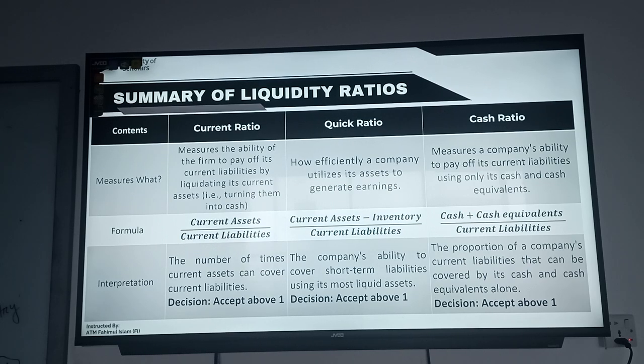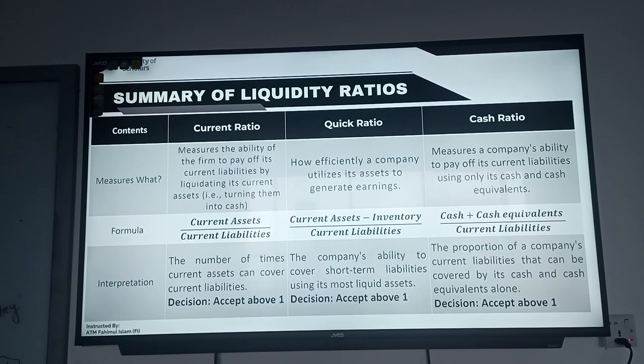So what does it interpret actually? It interprets that a current ratio higher than 1 indicates that a company has more current assets than its current liabilities, suggesting a better ability to pay off its short-term liabilities. So if a company has more current assets than its current liabilities, then it can pay its liabilities with its current assets at the time of liquidation.